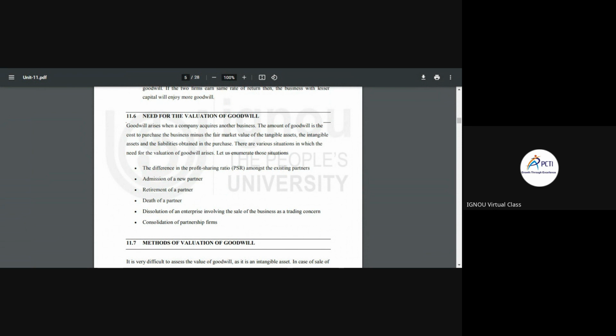So, goodwill arises when the company acquires another business. So, the amount of goodwill is the cost of purchase of the business. Then we deduct the fair market value of the tangible asset, then intangible asset and the liabilities obtained in the purchase. There are various situations in which the need for the valuation of goodwill arises, like difference in the profit sharing ratio.